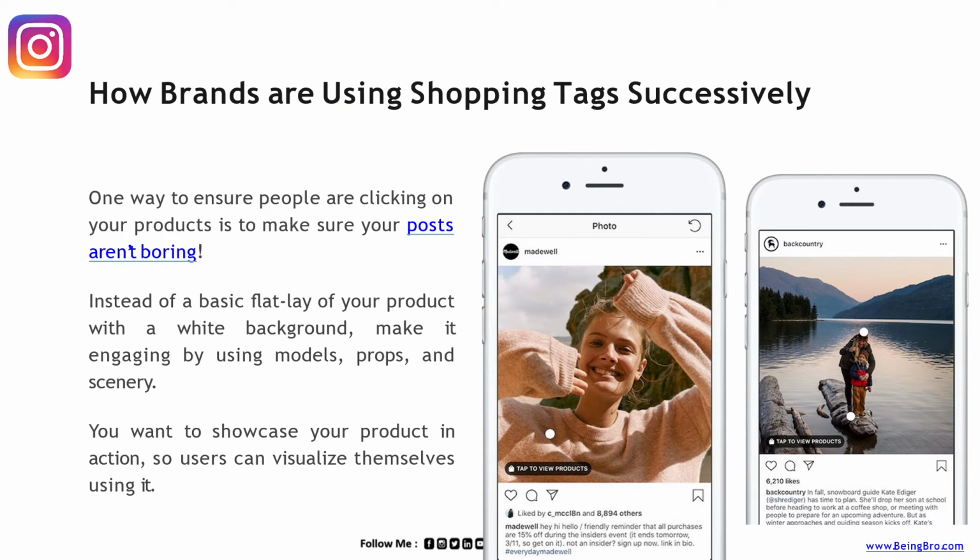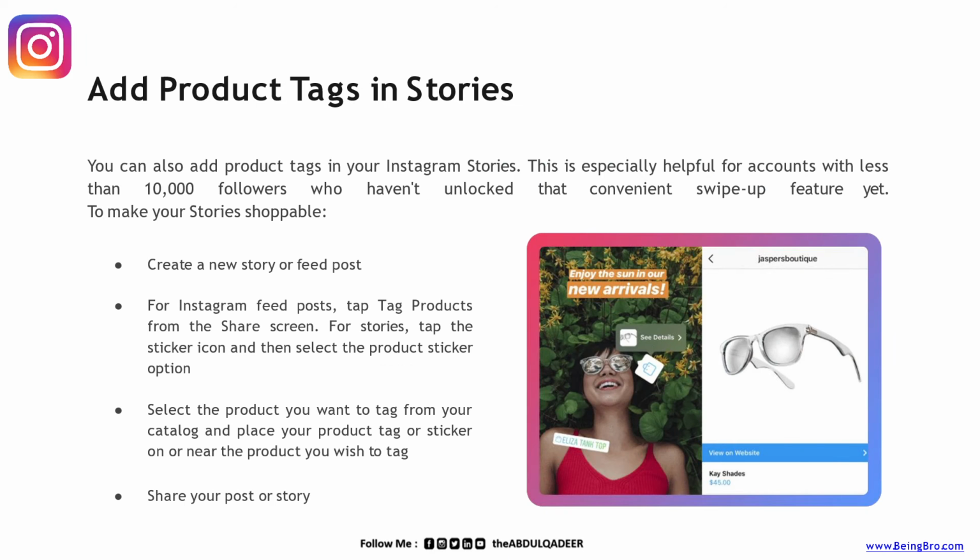And how brands are using shopping tags successively, आपने ये बहुत पहले भी नोट किया होगा कि one way to ensure people are clicking on your product is to make sure your posts are not boring, they are healthy, and they are engaging. So instead of basic flat lay of your product with a white background, make it engaging by using models, props, sceneries, and many other things. So you want to showcase your product in action so users can visualize themselves using it, and add product tags in story. This is very important.